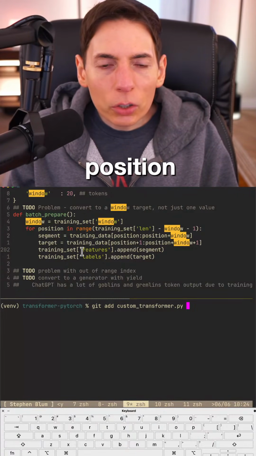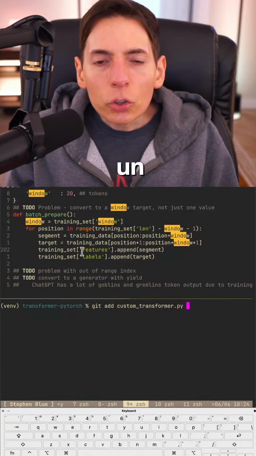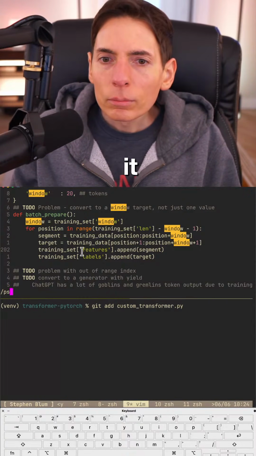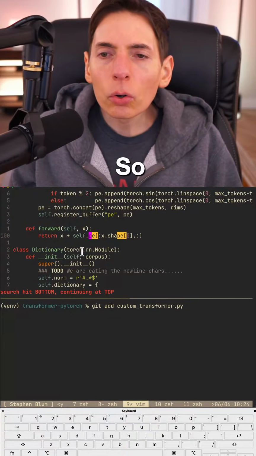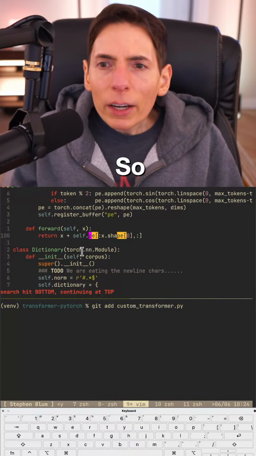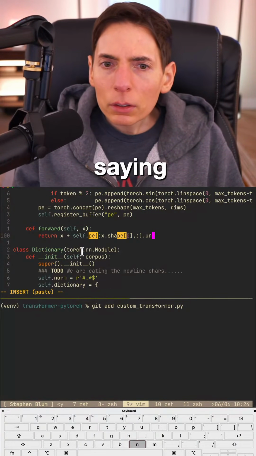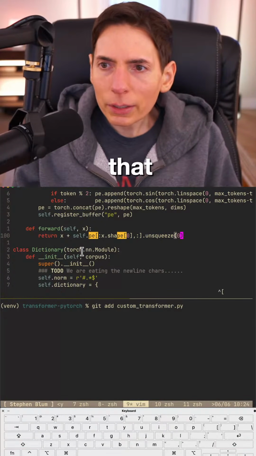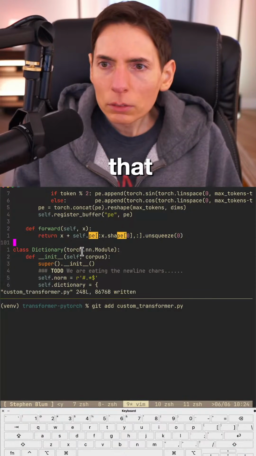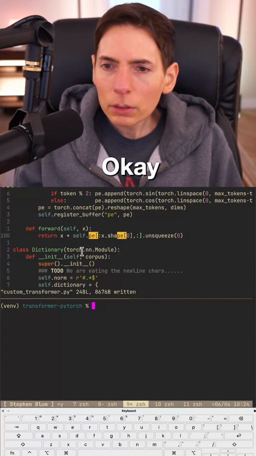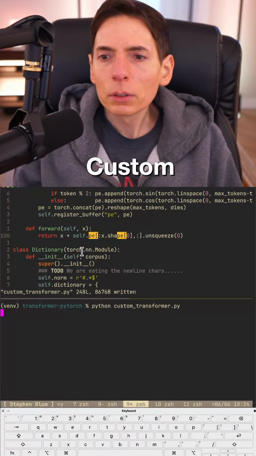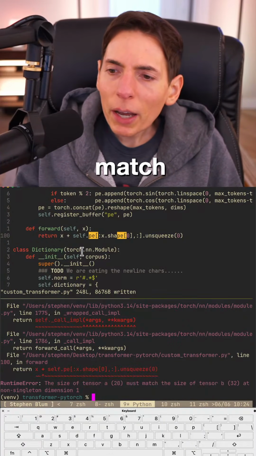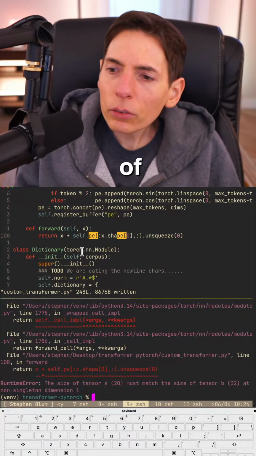Unsqueeze 0 the position encoding would fix it. Wait, unsqueeze 0, the position encoding. Okay, we'll try it. So right here, you're saying? Unsqueeze 0, like that? Okay. Custom. The size of tensor 20 must match the size of 32.